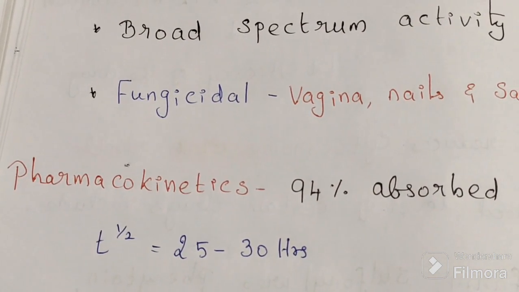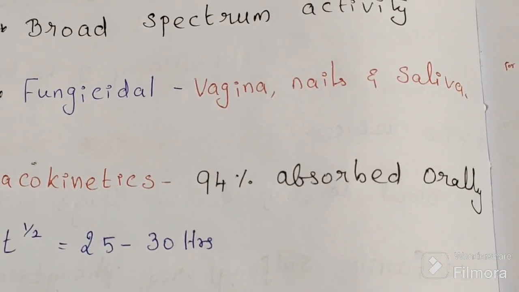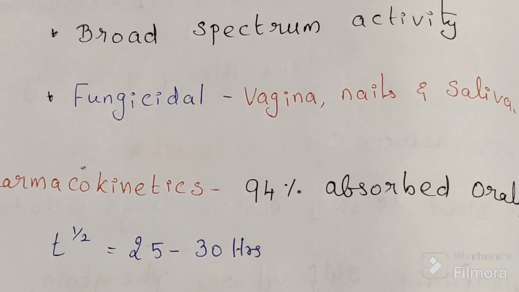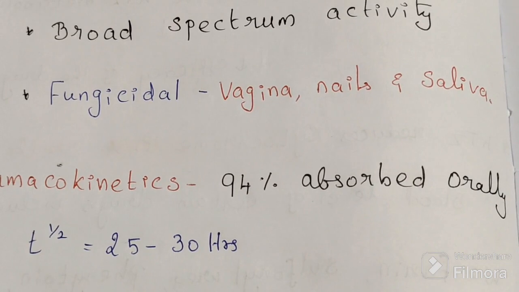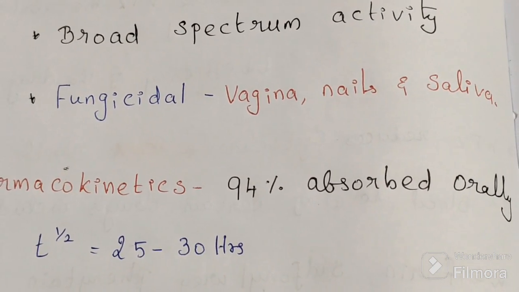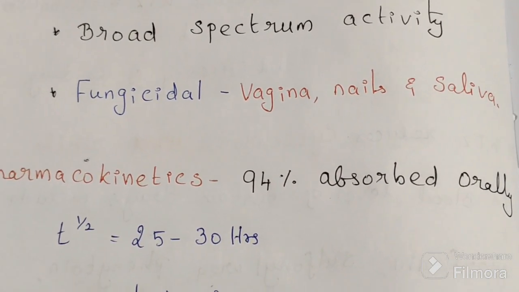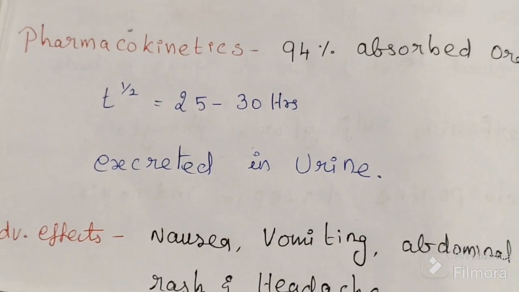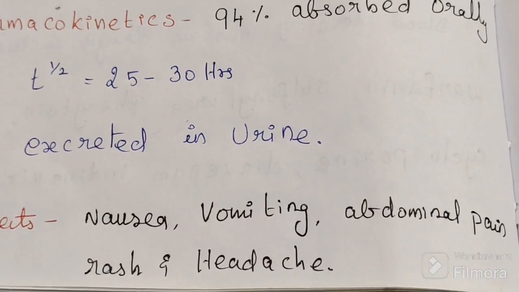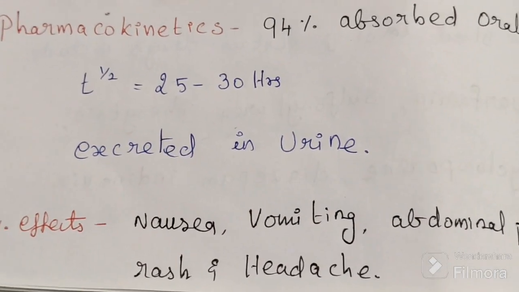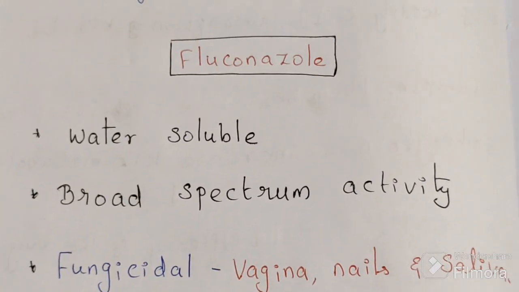The pharmacokinetics of fluconazole: it is 94% absorbed orally. The half-life of the drug is 25 to 30 hours, and it is excreted in urine. The adverse effects include nausea, vomiting, abdominal pain, rashes, and headache.